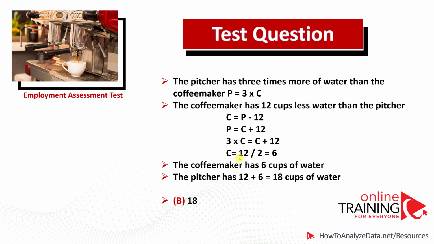Question for you. Do you know how to simplify it and eliminate one step in the calculations? I'll give you a hint. I calculated the value for the coffee maker, which added one extra step. You can use a formula to calculate the value for the pitcher directly. Do you know how to do it?